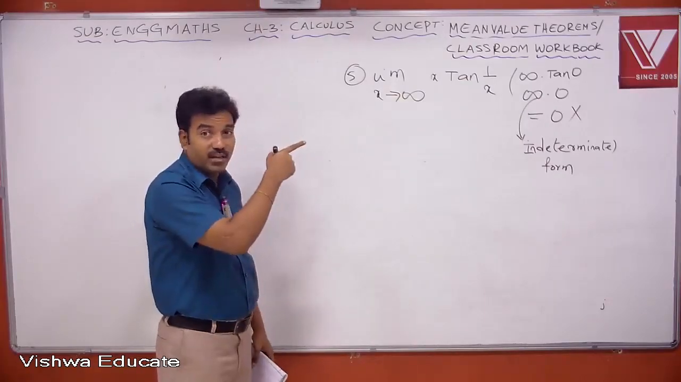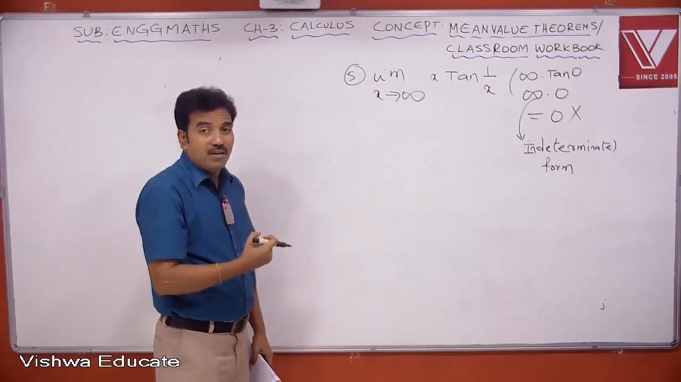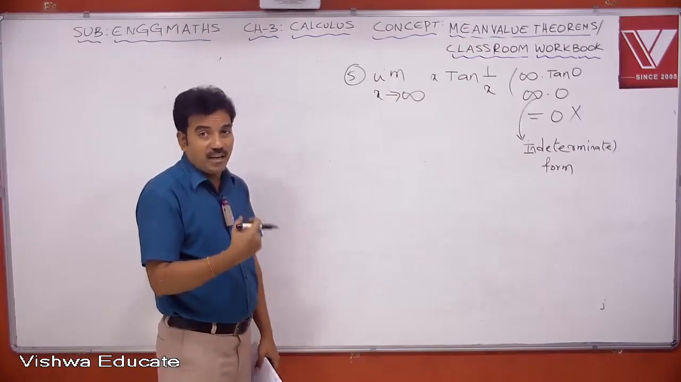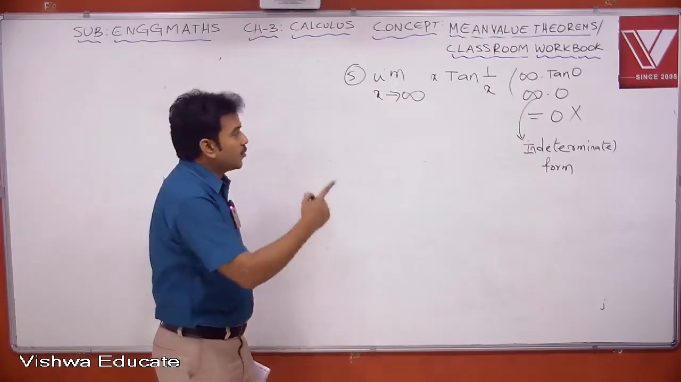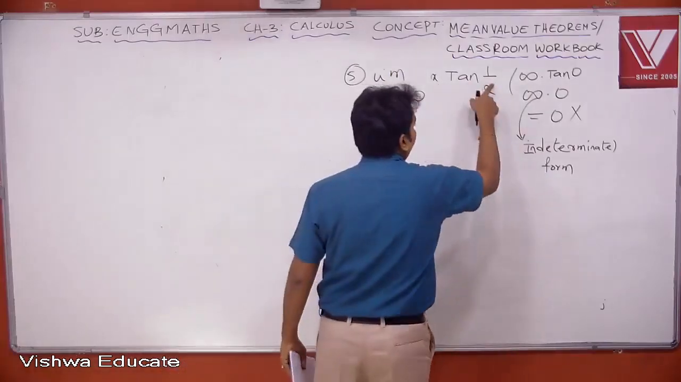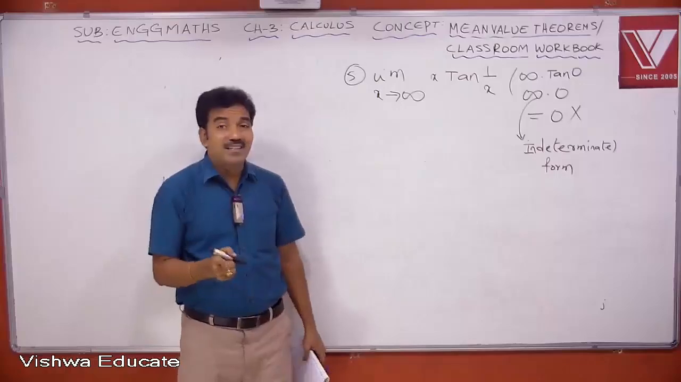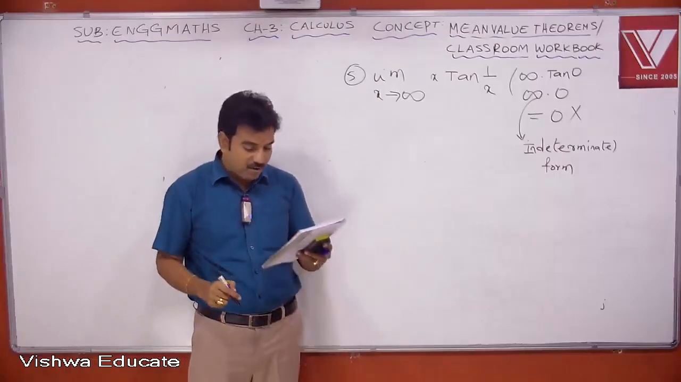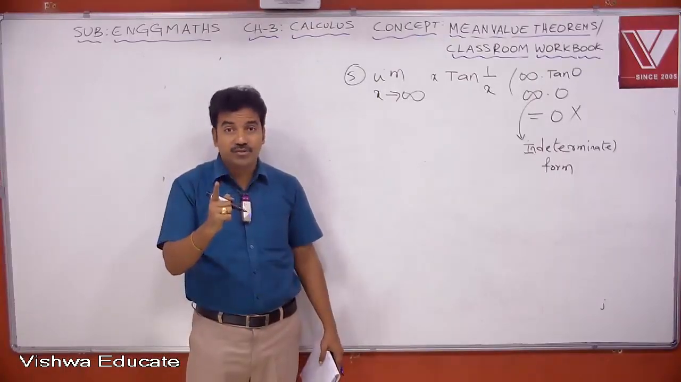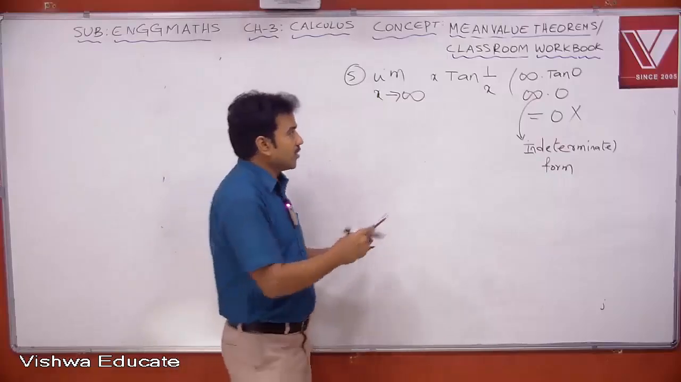Here infinity is not a number. It's a symbol to represent a non-finite number. So in this case we were getting infinity into 0, which is an indeterminate form. But don't think that the indeterminate form is equal to infinity either, because even infinity is one of the options. Okay, so let us try to find out this.